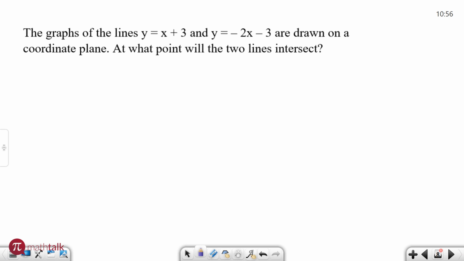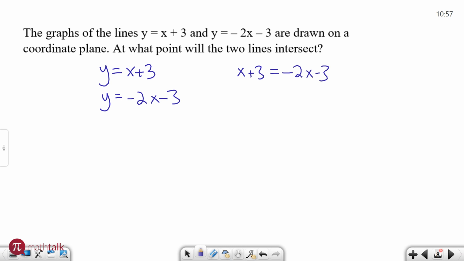When you're drawing more than one line on a graph, it's possible they're going to intersect. The key is that two lines will intersect when their values are equal. So we need to figure out when these equations are equal to each other. I'm going to write them out here: y equals x plus 3, y equals negative 2x minus 3. If both of these expressions, x plus 3 and negative 2x minus 3, are equal to y, then they're equal to each other. So we're going to set them equal to each other and solve. I'm going to say x plus 3 equals negative 2x minus 3.